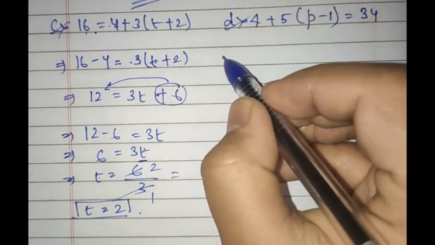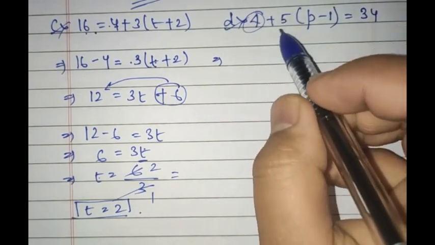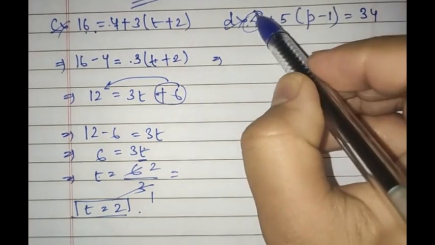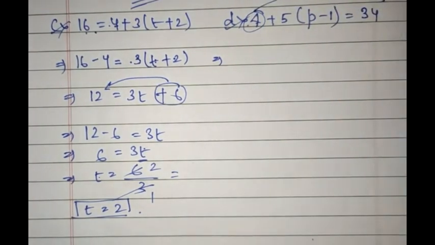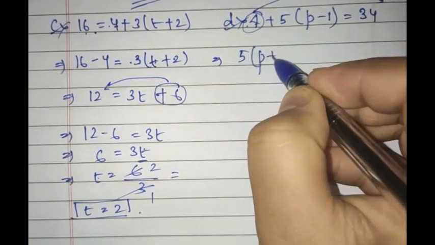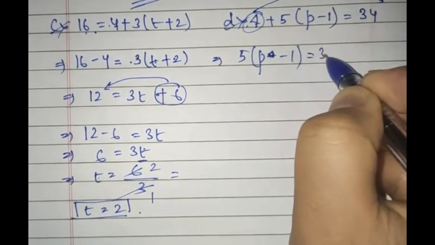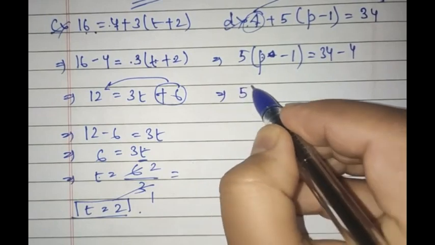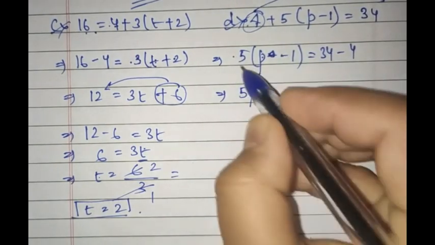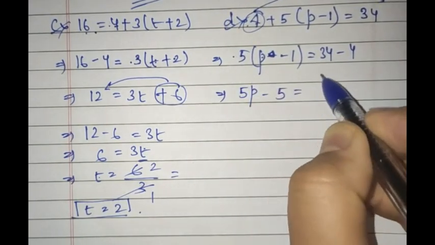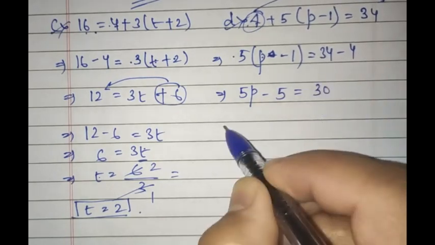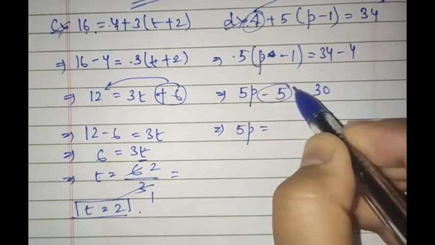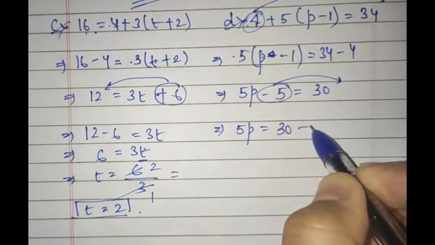So in such a condition, what you can do, send this plus 4 without the sign, so you can send it over here. What will happen now? 5p minus 1 is equal to 34 minus 4, isn't it? Now 5 into p is 5p, and minus into 1 is minus 5, is equal to 34 minus 4, which is 30. Now 5p is equal to this, minus 5 will come here and it will become plus 5.